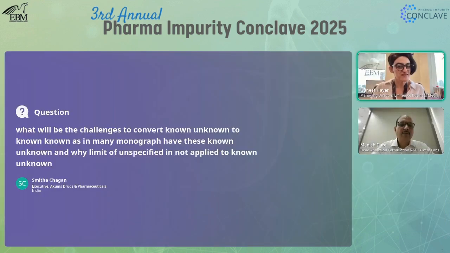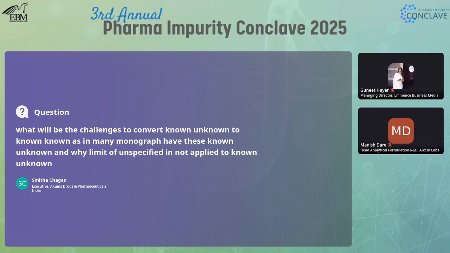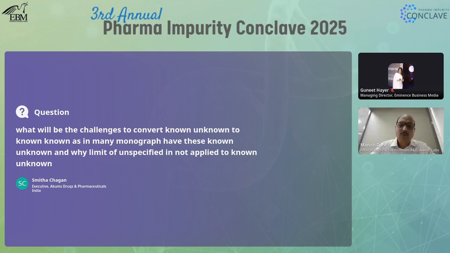And we have more questions for you. We have Smita again, and here's the question: what will be the challenges in converting known unknown to known known? Many monographs have these known unknowns, and why is the limit for unspecified impurities not applied to known unknowns? Then we have to go for making it known.